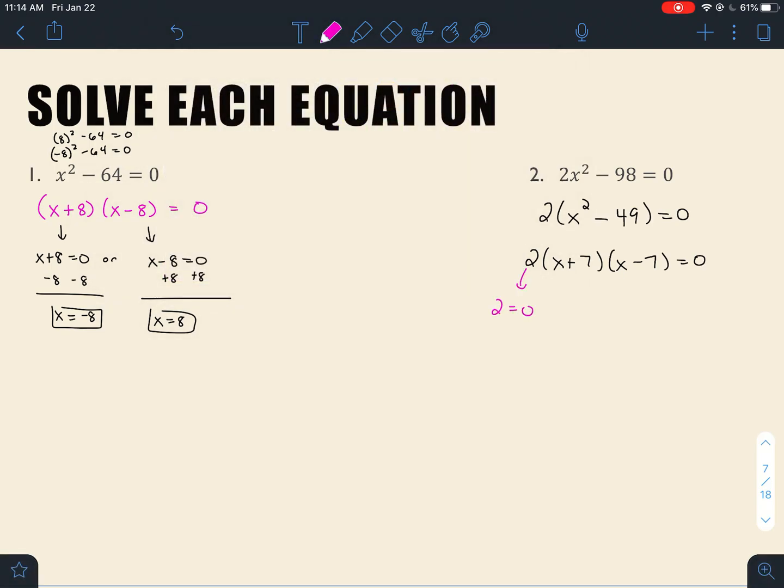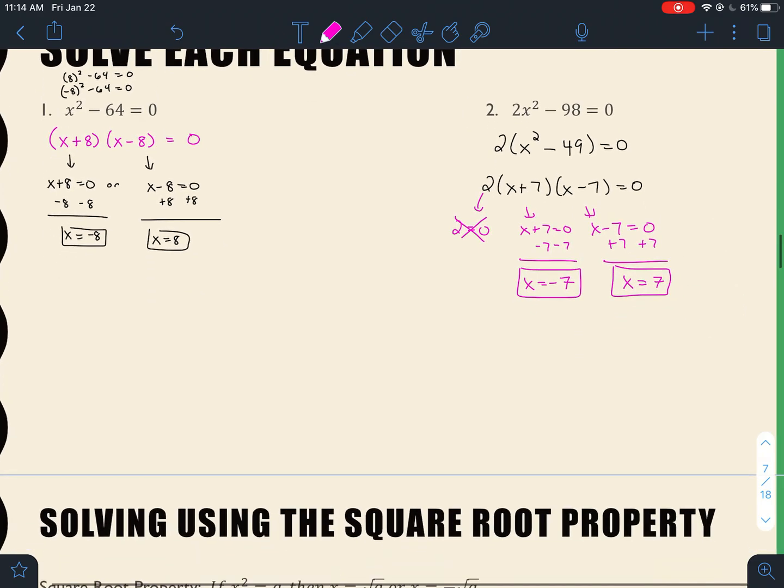So either 2 is equal to 0, x plus 7 is equal to 0, or x minus 7 is equal to 0. 2 doesn't equal 0, so that's not a solution. Subtract the 7, and one of your solutions is x equals negative 7, or add the 7, and your other solution would be x equals positive 7. And that's how we solved these types of quadratic equations in our previous units.